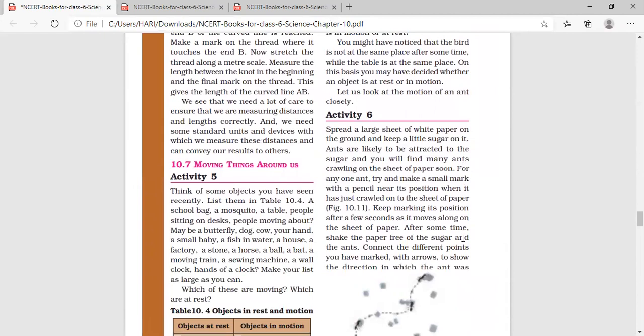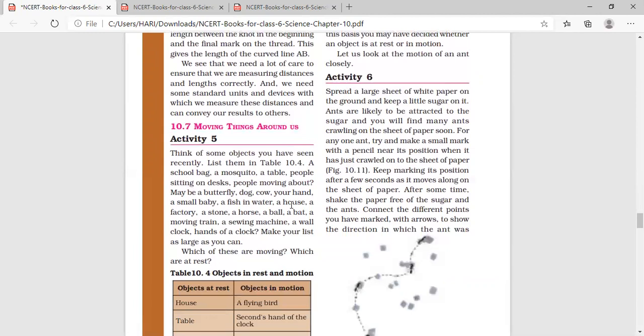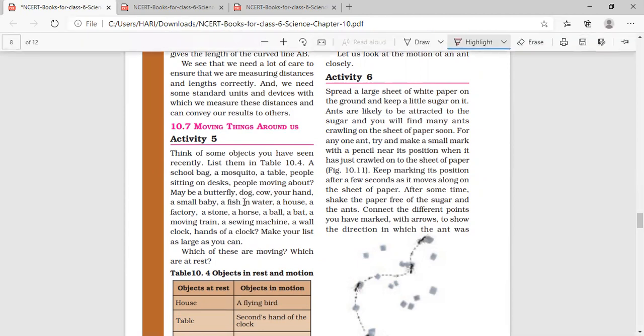Now we are going to learn about the new topic, moving things around us. It is also given with an activity. Think of some objects you have seen recently. List them in a table. A school bag, a mosquito, a table, people sitting on desks, people moving about, maybe a butterfly, dog, cow, your hand, a small baby, a fish in water, a house, a factory, a stone, a horse, a ball, a bat, a moving train, a sewing machine, a wall clock, hands of the clock. Make a list of as many things as possible.